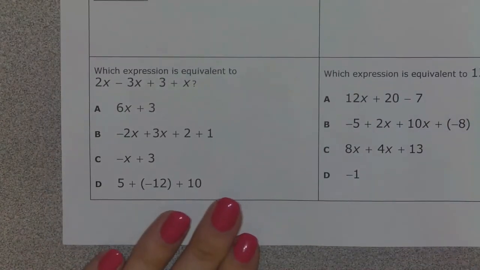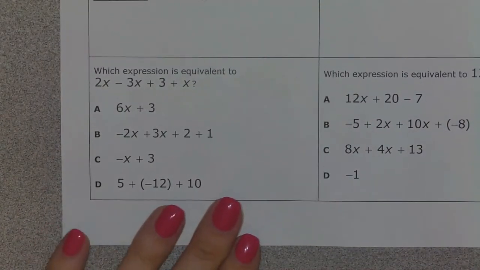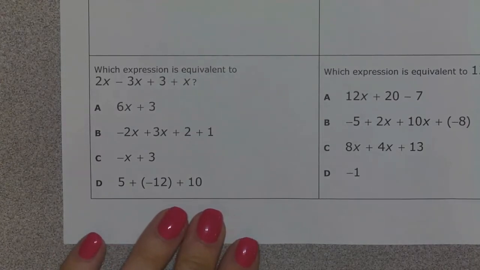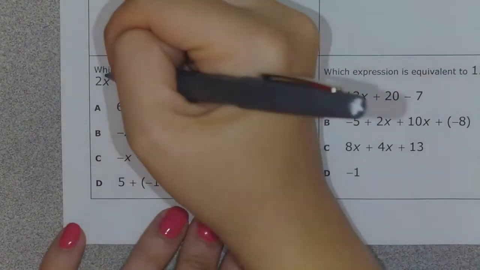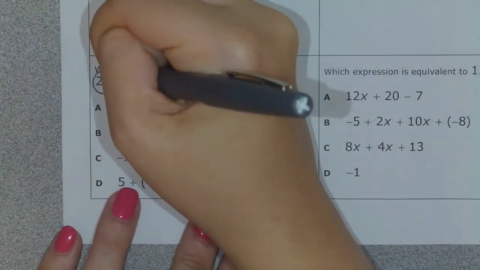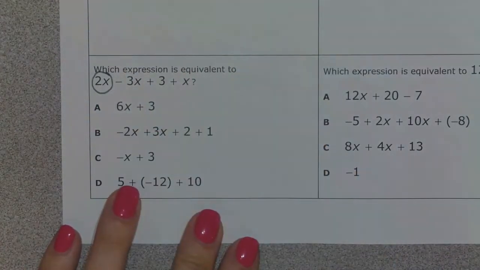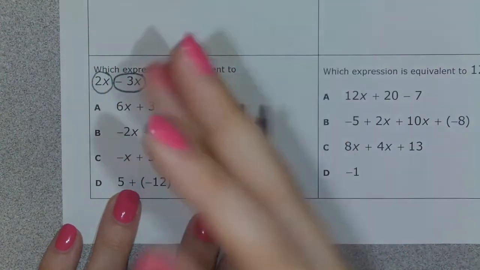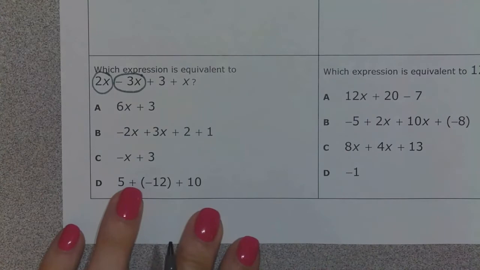So let's put this into action here. Our first problem says, which expression is equivalent to 2x minus 3x plus 3 plus x? So here's my strategy when I solve. I go through and I circle all of my x terms and then the sign that is in front of them, so the addition or the subtraction sign. So I'm going to circle 2x. Since there's nothing in front of it, I know that that is a positive 2x. I'm going to circle the minus 3x, which when I separate it looks like a negative 3x.